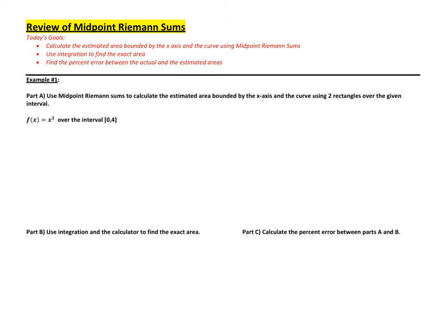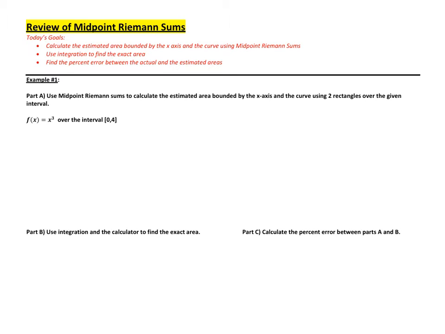Hi everyone, in today's lesson we're going to review midpoint Riemann sums. Our goal will be to calculate the estimated area bounded by the x-axis and the curve using midpoint Riemann sums. We'll use integration to find the exact area, and then again we'll use the percent error to find the difference between the actual and the estimated areas.